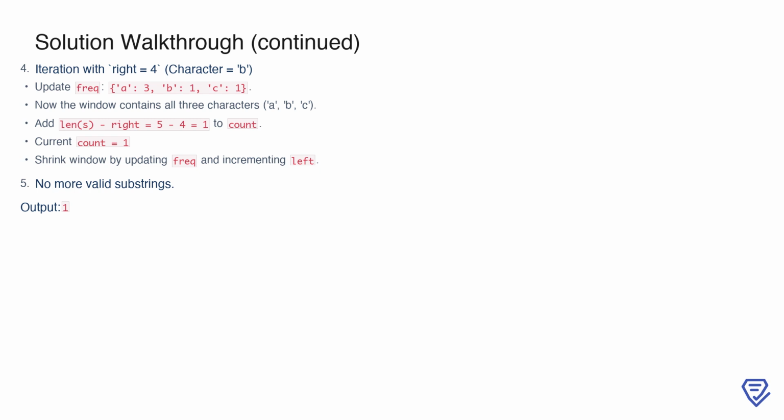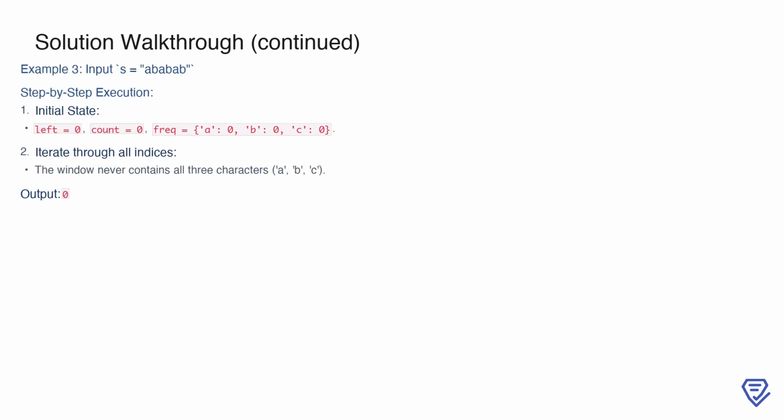After this, we shrink the window by adjusting the frequency map and incrementing left. However, no further valid substrings can be found, so the process ends here. The final count for this example is 1. In the third example, with s equals ababab, we begin as usual with left equals 0, count equals 0, and the frequency map initialized to a:0, b:0, c:0. As we iterate through the string, the window alternates between a and b, but it never includes the character c. Since a valid substring containing all three characters cannot be formed, the output for this example is 0.